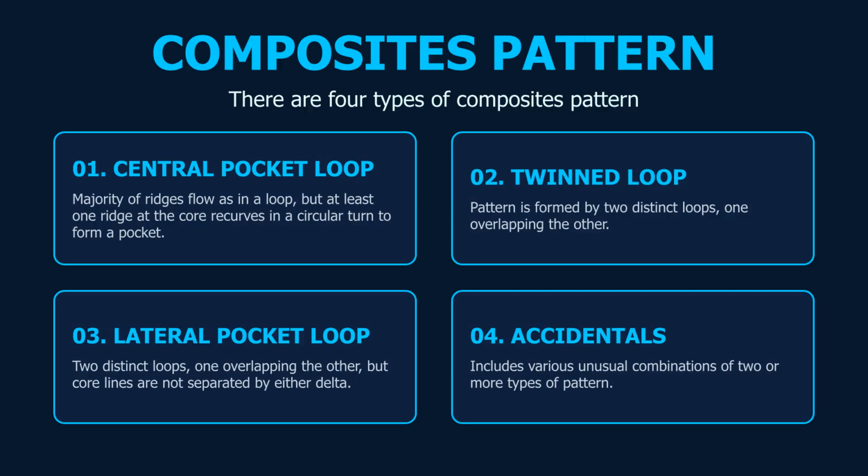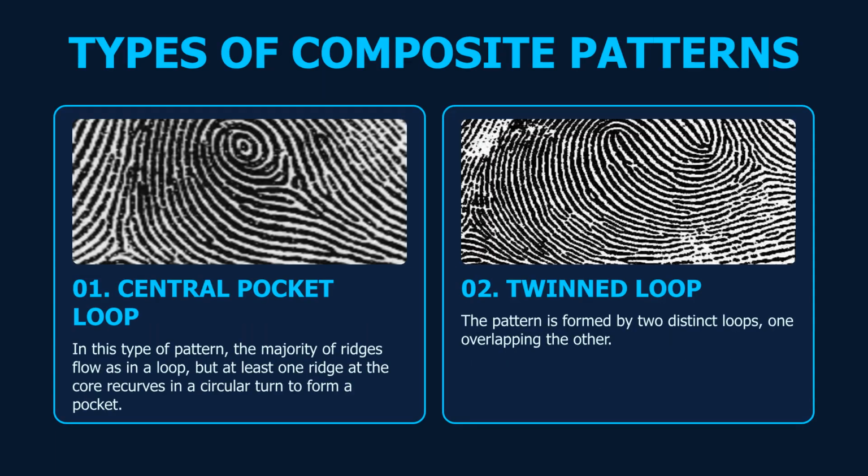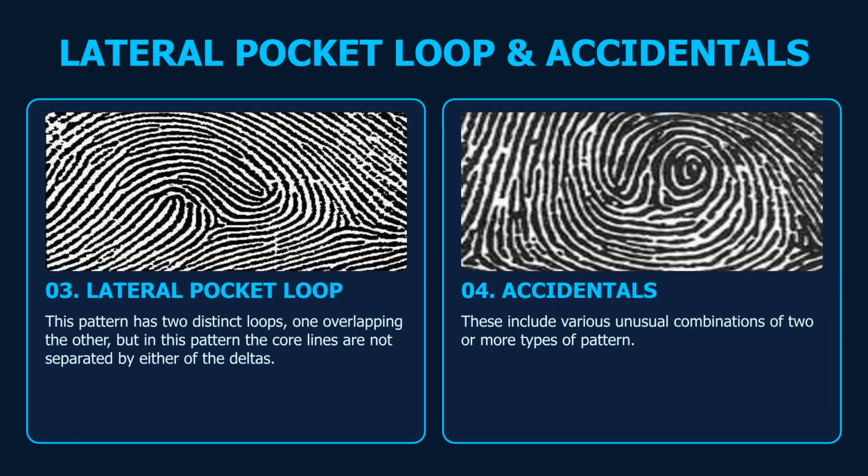Composite patterns are the final major category, which encompasses four types: central pocket loop, twinned loop, lateral pocket loop, and accidentals. A central pocket loop has most ridges forming a loop, but at least one ridge at the core curves circularly. A twinned loop is formed by two distinct, overlapping loops. Here is a visual reference for the central pocket loop and the twinned loop patterns.